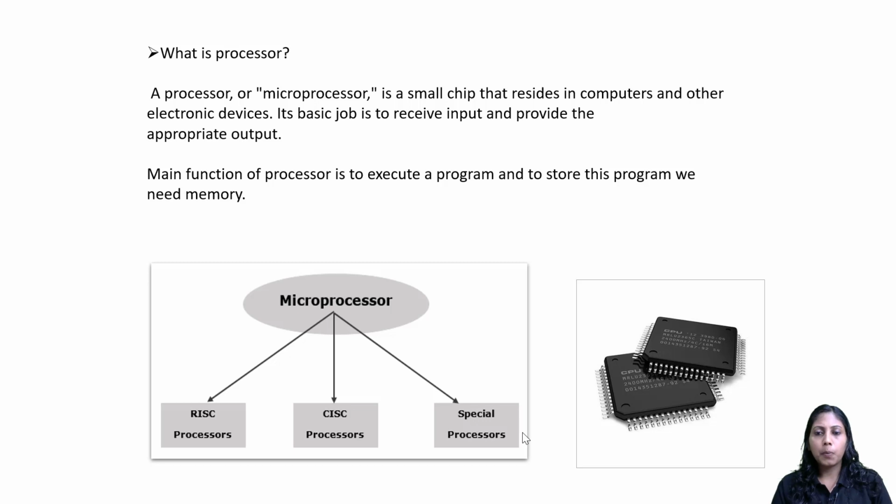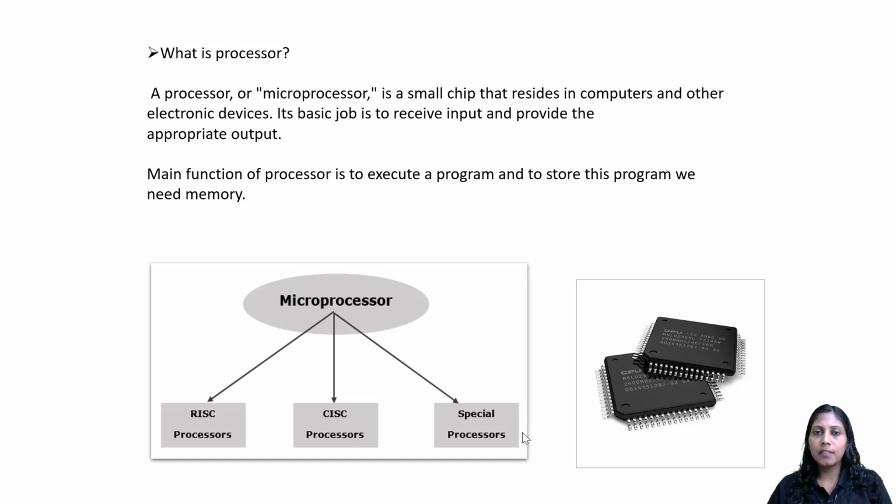A processor or microprocessor is a small chip that resides in computers and other electronic devices. What is it actually? This chip or this IC is completely manufactured for computing. That's the main purpose of the processor. So if the purpose of the processor is only computing, then what about the memory? If I want to do some task, I would like to store the code and some other things, maybe the output of the program, or even if I want to interact with some external devices.